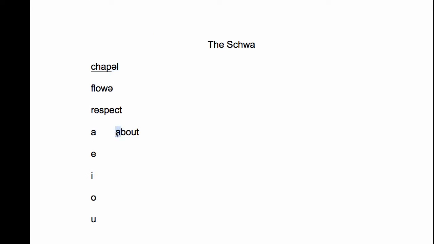To show how schwa can replace the letter A, we're going to use the example word about. How many syllables in this word? 2. Which syllable is the strong syllable? The second, bout. When you say this word naturally, what sound does the vowel in the first syllable make? Which is the schwa.